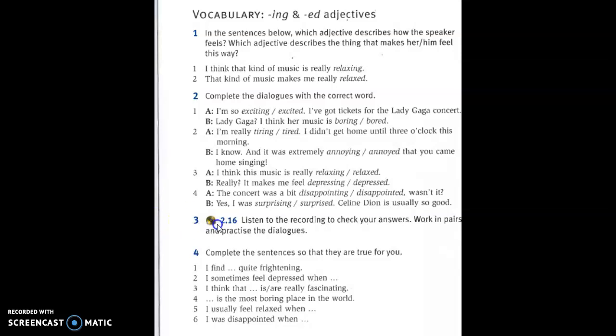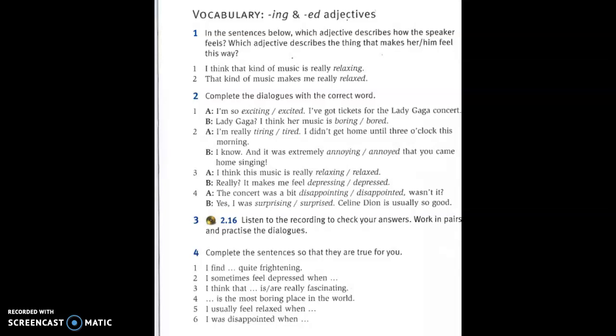I wouldn't bother listening to the recording to check your answers. Just do it the same way that you normally would. Get the students to check together and then have class feedback. And remember, in the feedback from controlled practice activities, it's a really good idea to ask concept checking questions again.